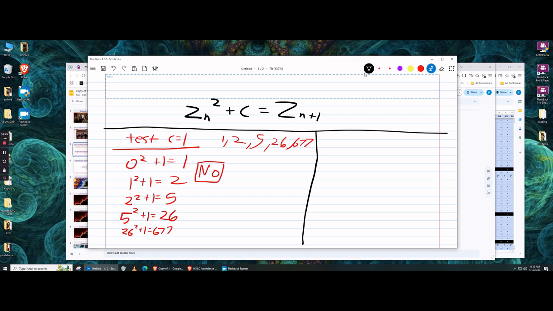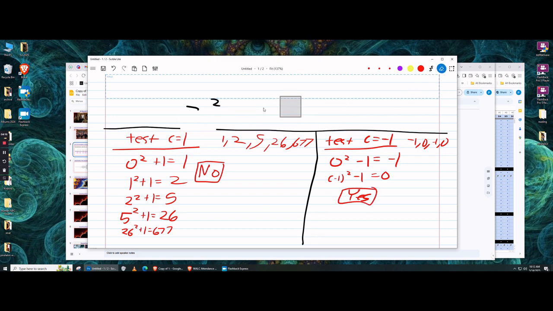Just to try a different number, let's test c equals -1. So we'll start with 0 again. 0 squared minus 1 equals -1. -1 squared minus 1 equals 0. And then you just get stuck in a loop where all the numbers in your list are -1, 0, -1, 0, -1, 0. So this list does stay small. So yes, it is in the Mandelbrot set.